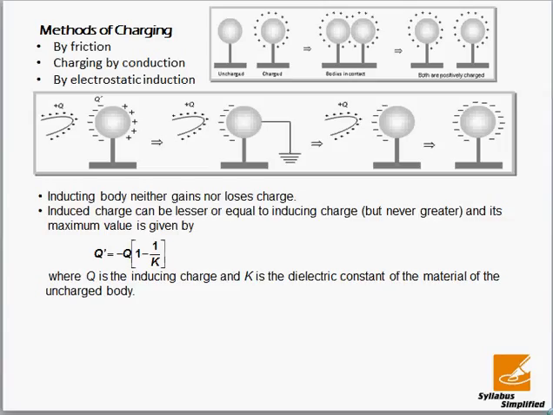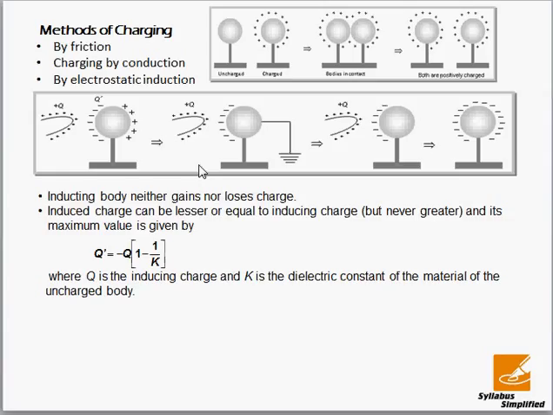This is the second lecture of the series of lectures we are going to do on electrostatics for your IIT JEE and medical entrance examination and also other engineering entrance examinations. Today we are going to study about the different methods by which we can charge a body, the methods of charging. The first method is by friction.